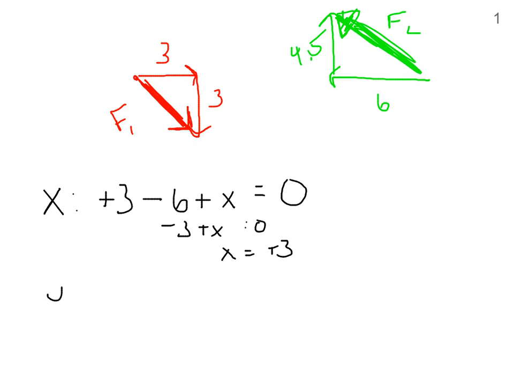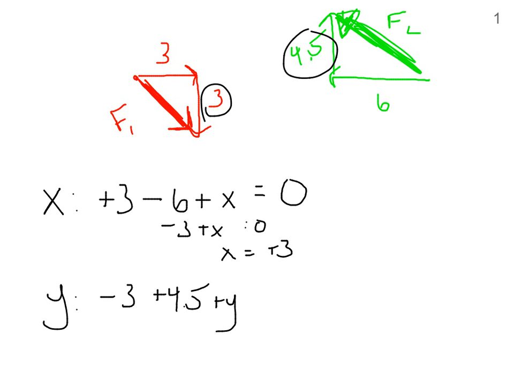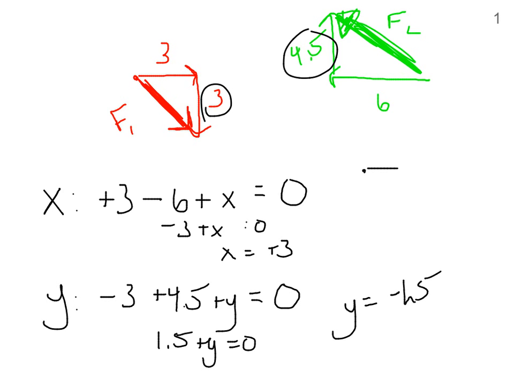If I do the same thing in the y direction, F1's y component is negative 3. F2's y component is positive 4.5. I have a third y component that I don't know, that I want to add and make this whole thing 0. So 4.5 minus 3 is 1.5, plus y equals 0. Y is going to be negative 1.5. So this vector F3 is going to have an x component that's positive 3. It's going to have a y component that's negative 1.5.